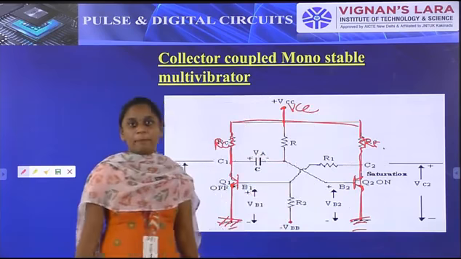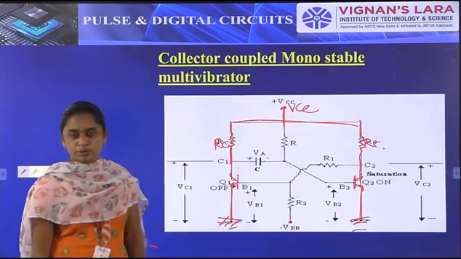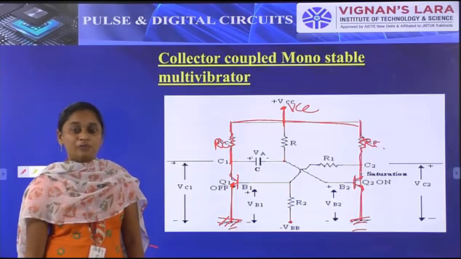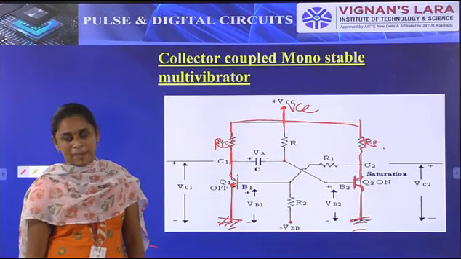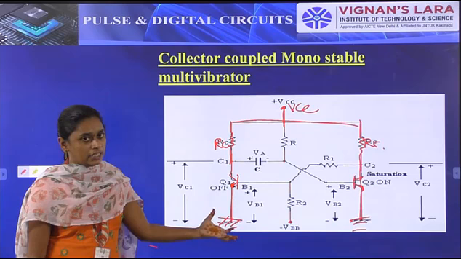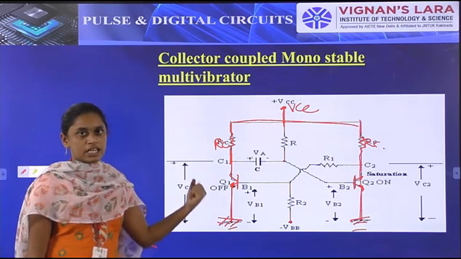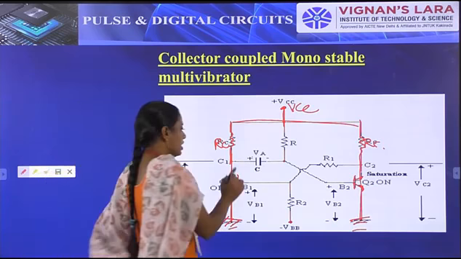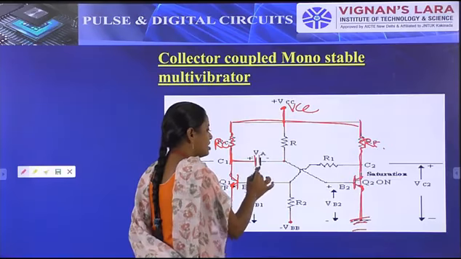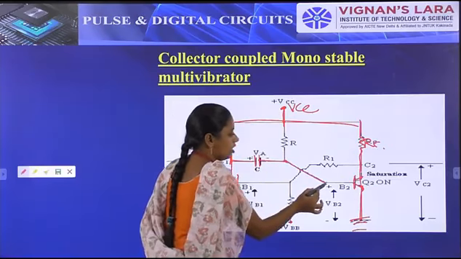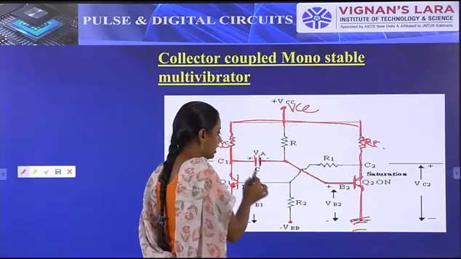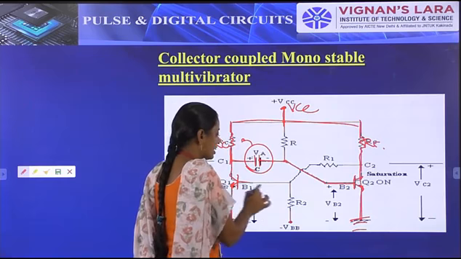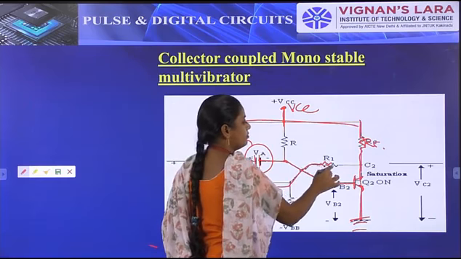And here we use a coupling element, and which coupling do we have to use? For the stable state we use the resistive coupling, and for the quasi stable state we use the capacitive coupling. So the monostable multivibrator has both states, that is, it consists of a stable state and a quasi stable state. Simply, it will be like this: capacitive coupling I am using here, which is the quasi stable state, and resistive coupling I am using here.